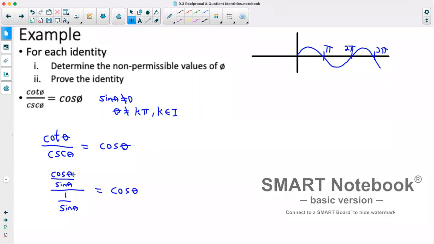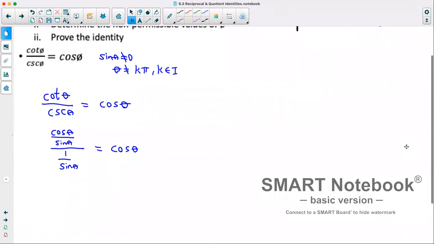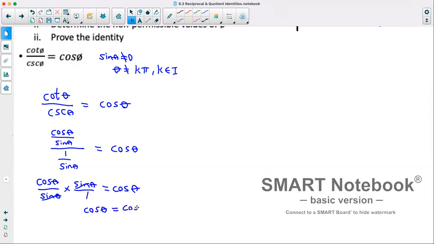Now, we have a fraction divided by a fraction. So that's the same as if I multiply by the reciprocal of this. So I've got cos theta over sine theta times sine theta over 1 equals cos theta. Our sines are going to cancel out, then cos over 1. So we have cos theta equals cos theta. So we have proven our identity.